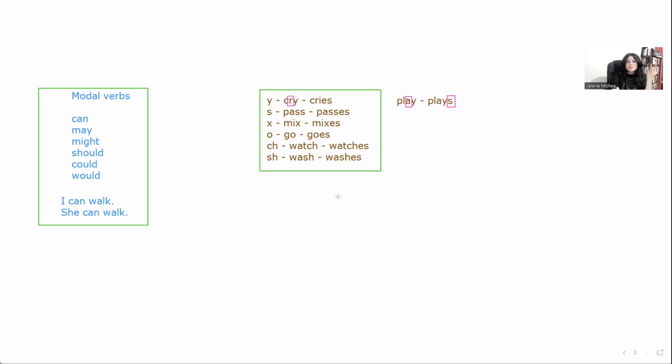If you have a consonant before the Y, then you drop the Y and you have to change it for an I. If you have a vowel, then you don't need to drop anything. That's the rule. So that would be the exception. Sorry guys, but there are always exceptions in English. So that's the rule for this present simple.